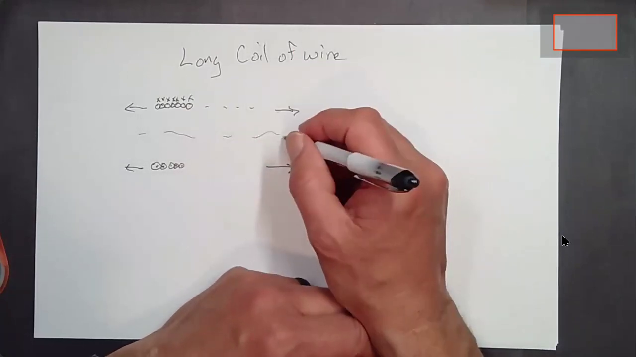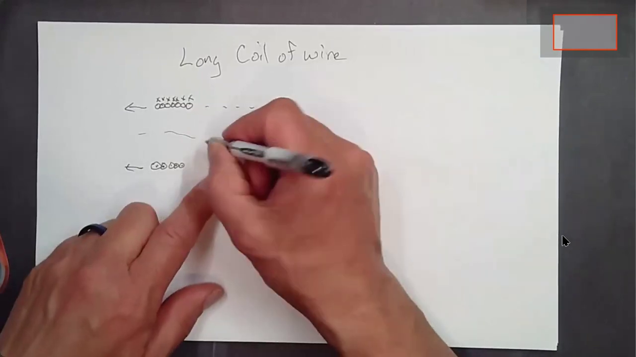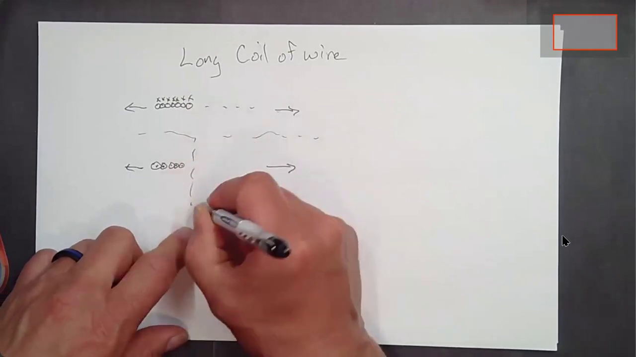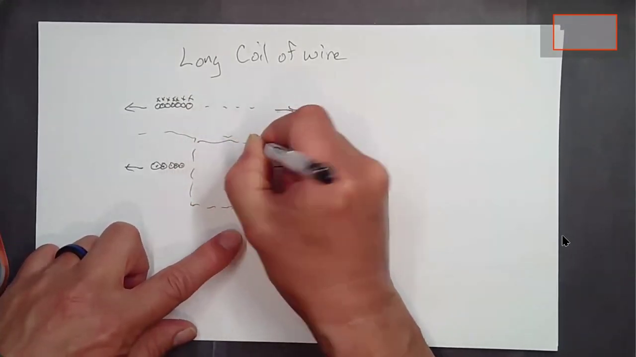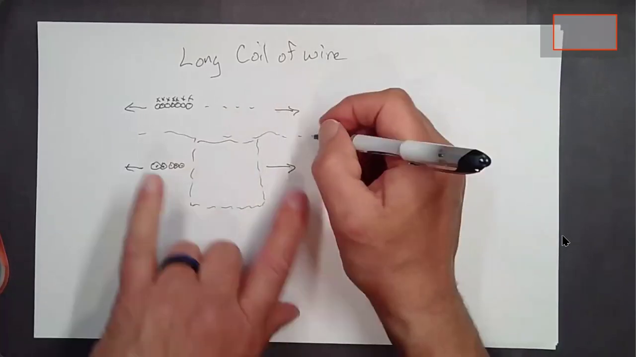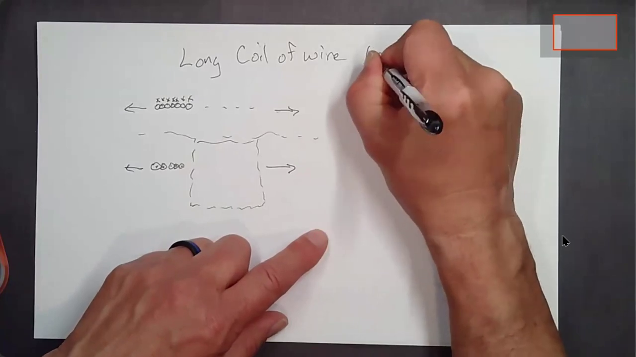Okay, well, what we do is we make this artificial surface here. And by the way, this long coil of wire like this is called a solenoid.